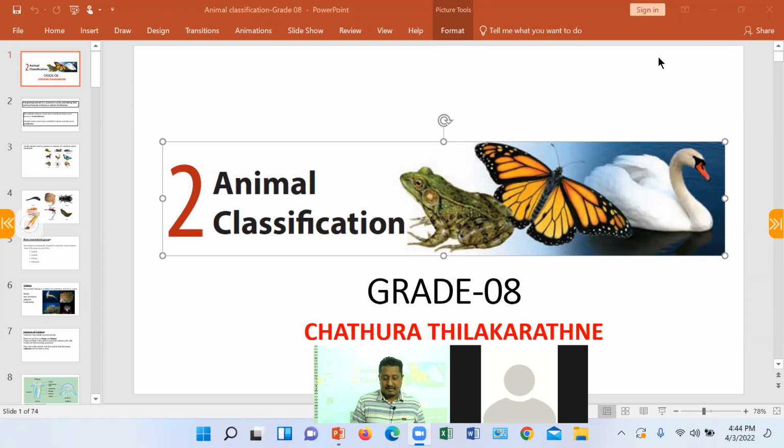Then it's difficult to learn each and every animal in the world. So they have been grouped, which means categorized into groups scientifically by using their common features.